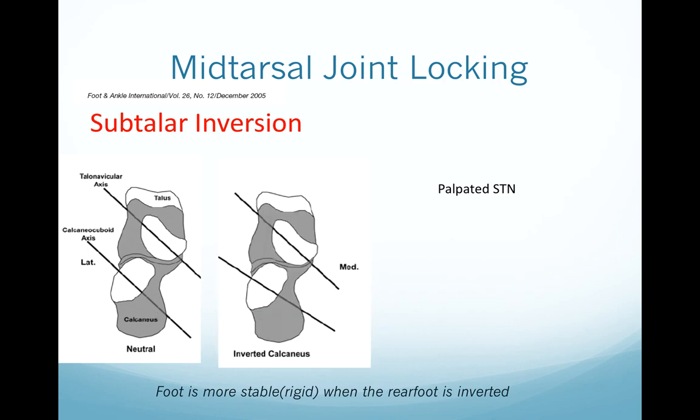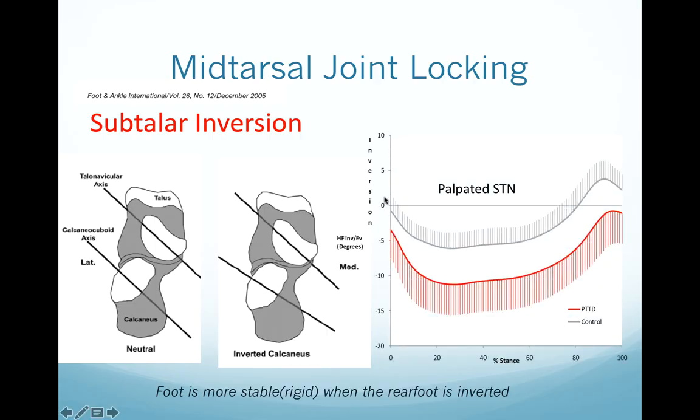When you invert the calcaneus at the subtalar joint, what you notice is that the axes are no longer parallel, and this lack of parallel alignment locks the mid-tarsal joint, preventing movement at the talonavicular and calcaneocuboid joints. This, in effect, prevents plantar flexion and dorsiflexion of the midfoot.